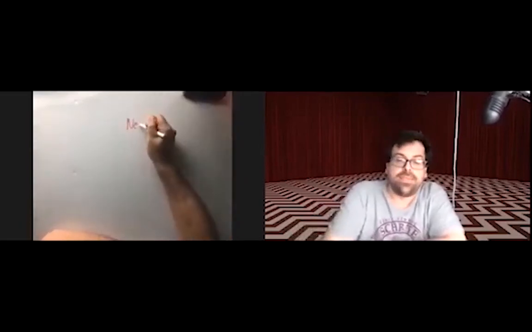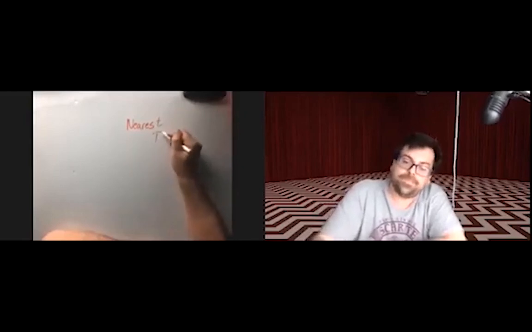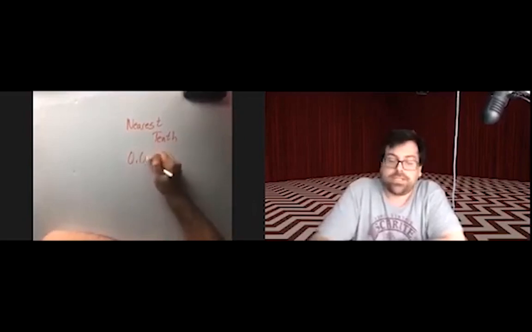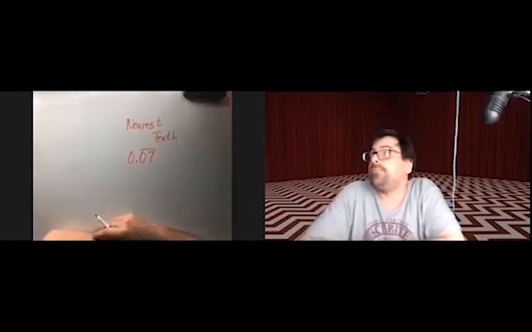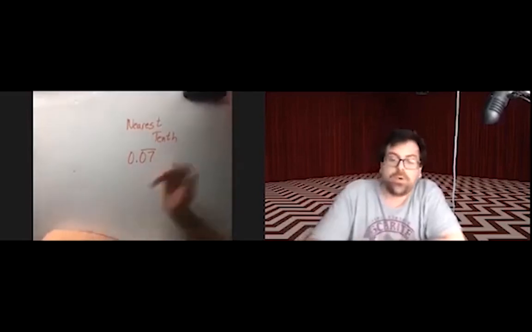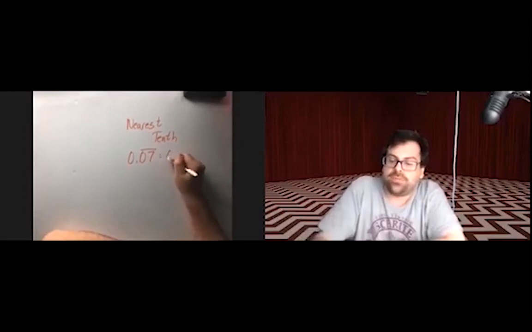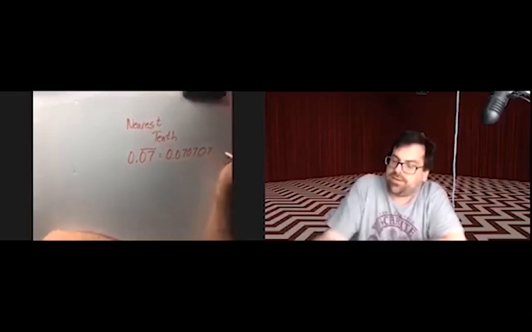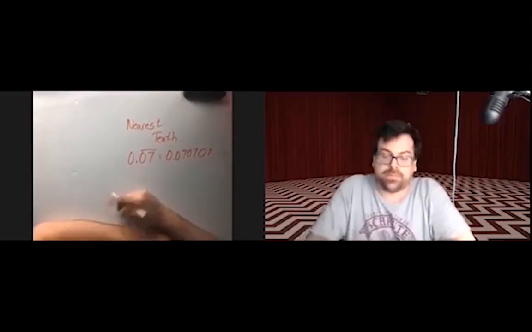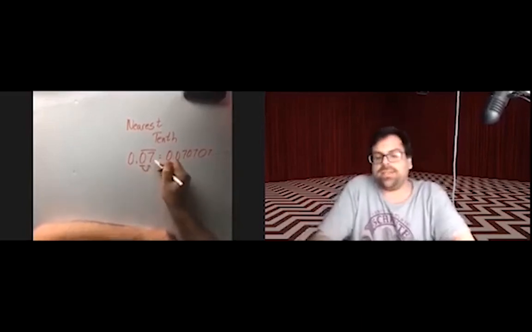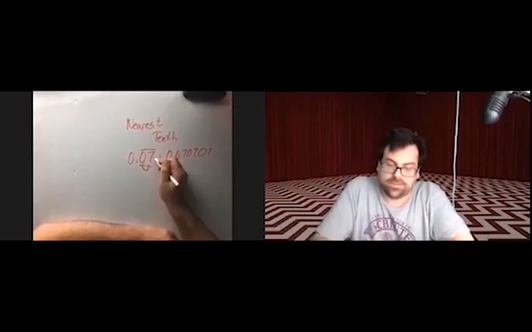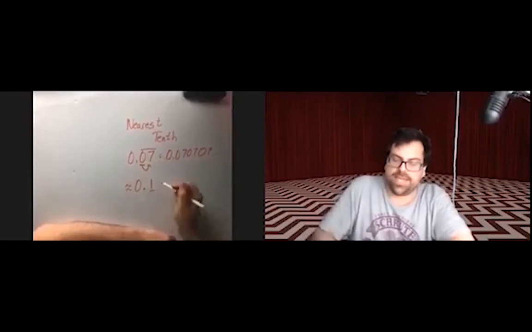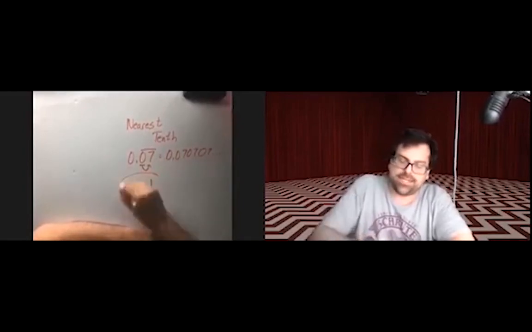Let's round to the nearest tenth. 0.07 repeating. Well, here, we don't even need to know that this would be 0.070707. It's sure nice to know. But since we want the nearest tenth, we already see this is 5 or greater. So it's about 0.1. Nearest tenth, the rounded number needs to end in the tenths spot.